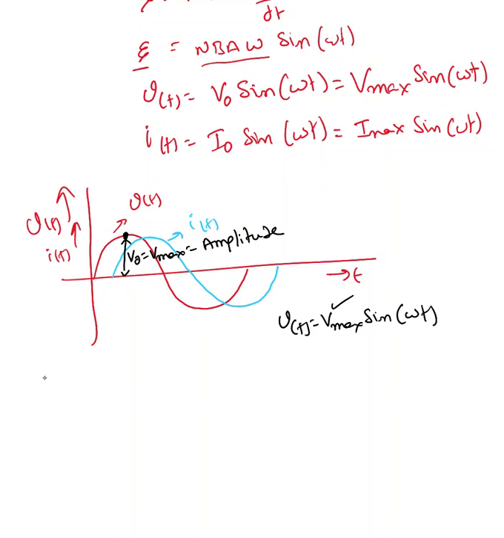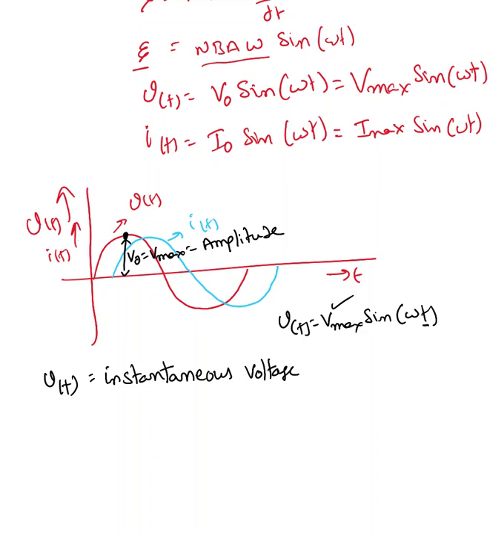Now V of t is called the instantaneous voltage. Instantaneous voltage is, say, if I substitute t equal to 2 seconds, 5 seconds, or 10 seconds, what is the voltage at that 2nd, 5th, or 10th second? That's what it will give you, the instantaneous value or instantaneous voltage.